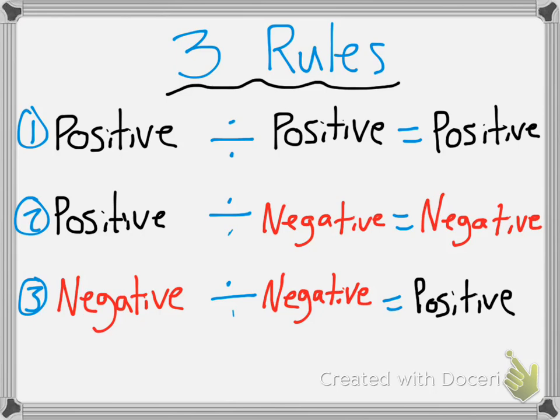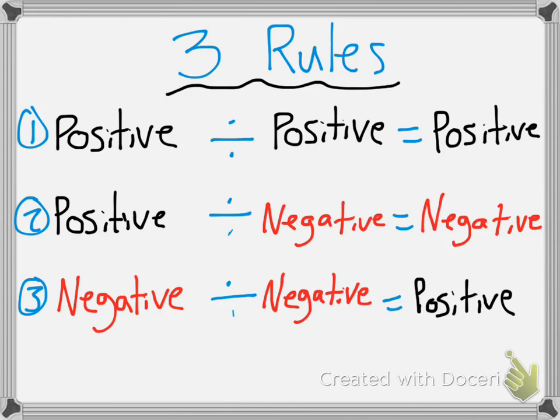The 3 rules are, if you're dividing a positive with a positive, the answer is positive. You guys have been doing that since 2nd, 3rd grade. If you're dividing a positive with a negative, the answer is negative. And if you're dividing a negative with a negative, the two negatives cancel out and you have a positive.